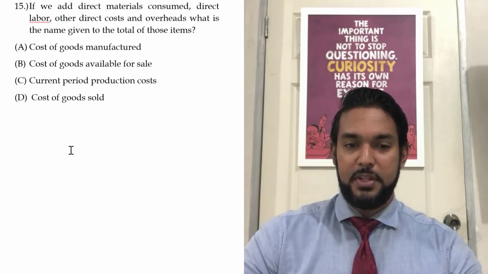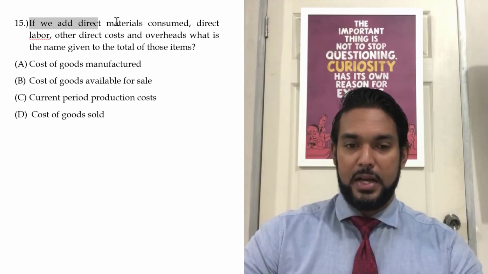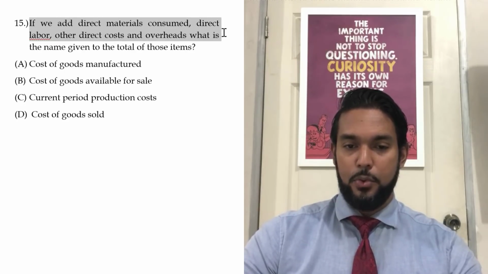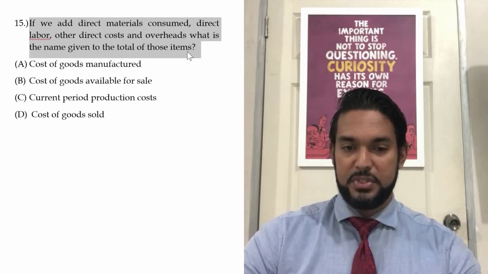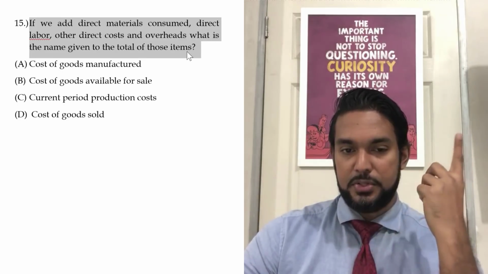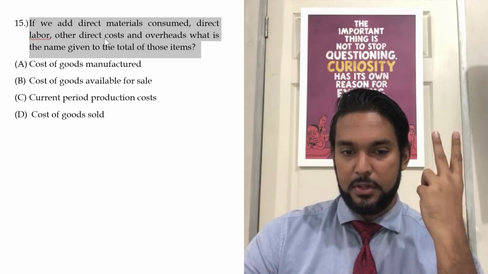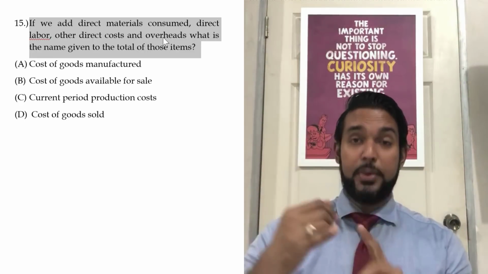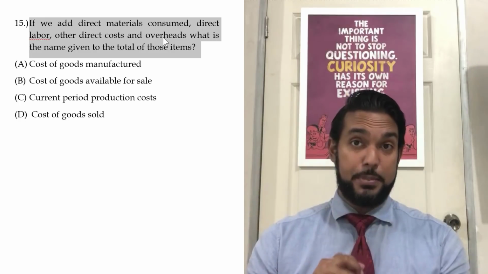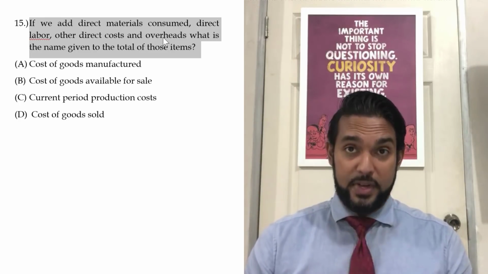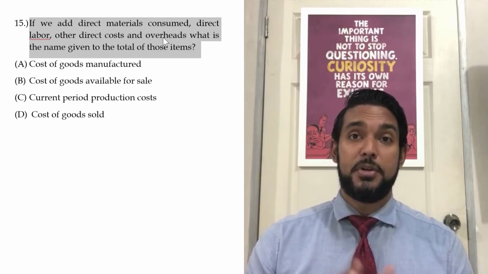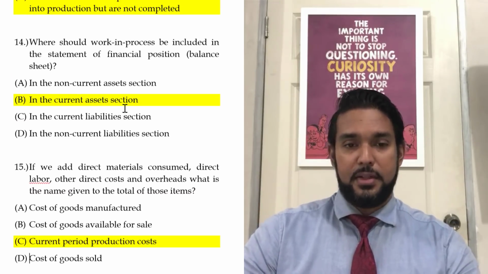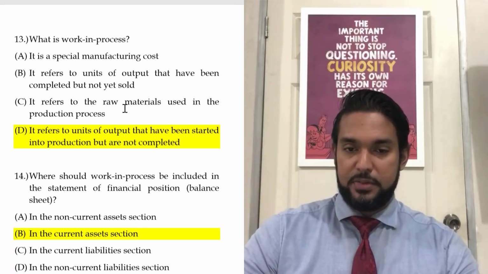Going down, number 15. If we add direct materials consumed, direct labor, other direct costs and overheads, what is the name given to those items? So materials consumed, labor, other direct overheads. So, prime costs. By the way, when you add up all your direct costs, you get prime costs. Prime cost plus overheads, that is your current period's production cost, or current production cost. There are other names for it, but I'm not going to get into all those different names.